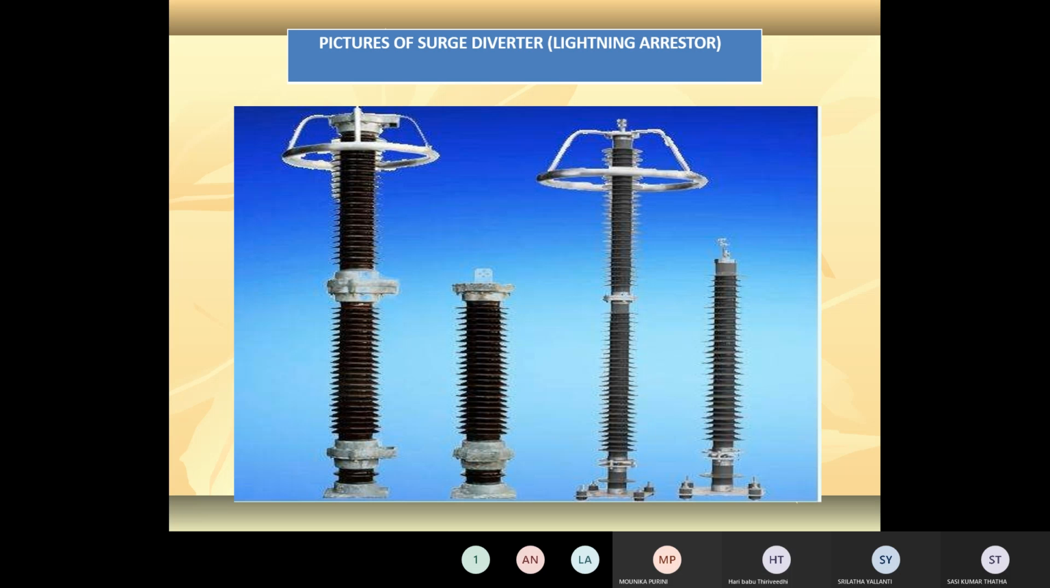Surge diverter or lighting arrestor. Look at the figure clearly. They are directly connected to the earth or ground wire such that all the devices are protected from direct lighting strokes.